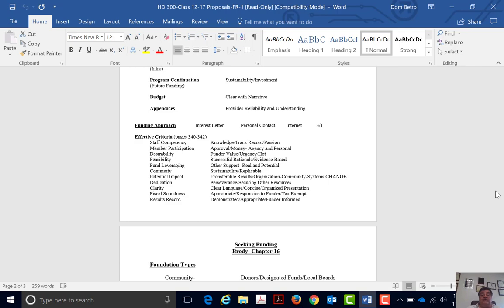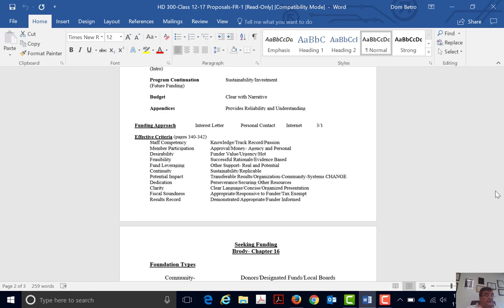And then finally, the appendices, which are meant to also lend credibility and credence to the fact that you have examples, you have other evidence of the way your project can be successful and actually use the money in a reliable way that can demonstrate outcomes.